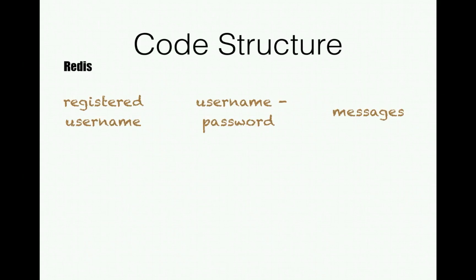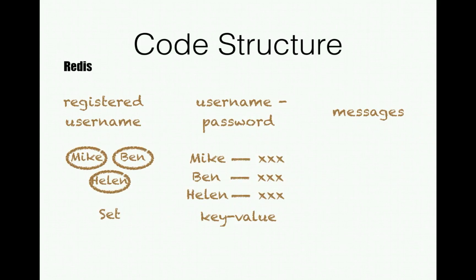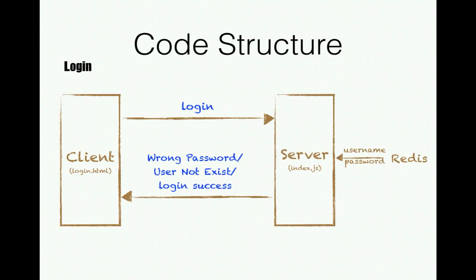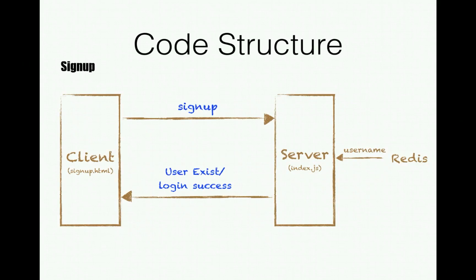The data structures I applied in storing registered usernames, username-password relations, and messages are set, key values, and list respectively. For login functionality, if the browser sends a login request, that is, a login event is triggered, the server listens for it and retrieves the corresponding username and password from Redis to inform the user whether the login is successful or not. The event is marked with color blue. If the user logs in successfully, it jumps to the chat home page. The sign-up case is similar to login.